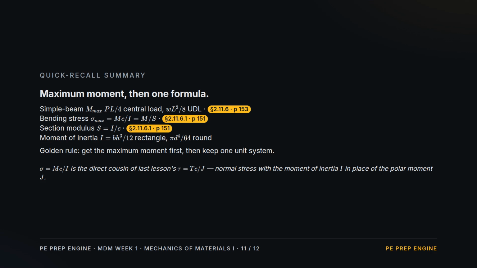Quick recall. Find the maximum moment. Load times span over 4 for a central point load. Load times span squared over 8 for a uniform load. Peak bending stress is the moment times the outer fiber distance over the moment of inertia, or equivalently the moment over the section modulus. The moment of inertia is bh cubed over 12 for a rectangle, pi d to the fourth over 64 for a round. Golden rule: get the maximum moment first, then stay in one unit system.